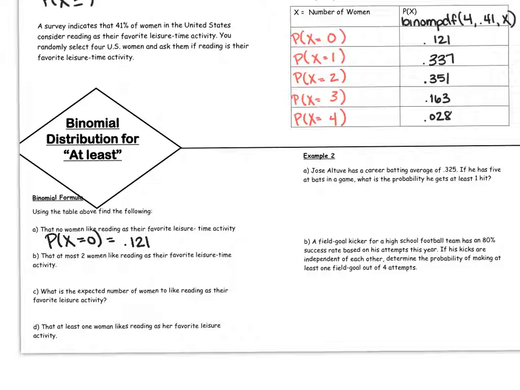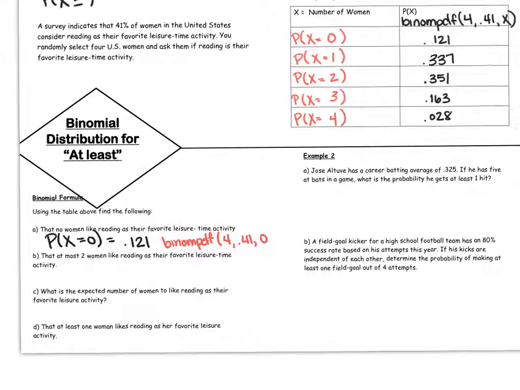The next question says, or better yet, before we continue, how would you do this in your calculator? This is the PDF, right? This is binomial PDF. Your n is 4, your p is 0.41, your x is 0, right? The next one, how do you do that one? That would be the probability that x is less than or equal to 2.